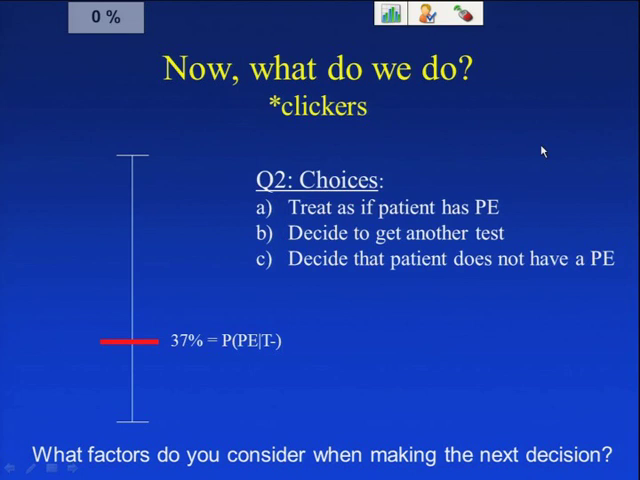Now let's go to the other side of the coin. Let's say in that patient who had 50%, you got the test and it was actually a negative test. Remember, we went from 50 to 75 if it was positive. We went from 50 down to 37 if it was negative. Now tell me what you'd want to do.